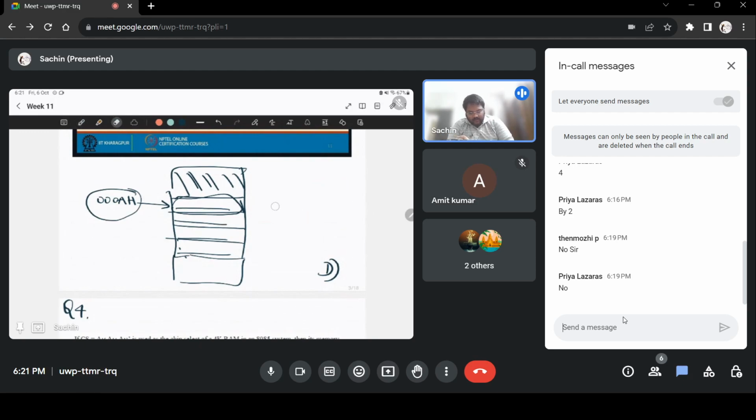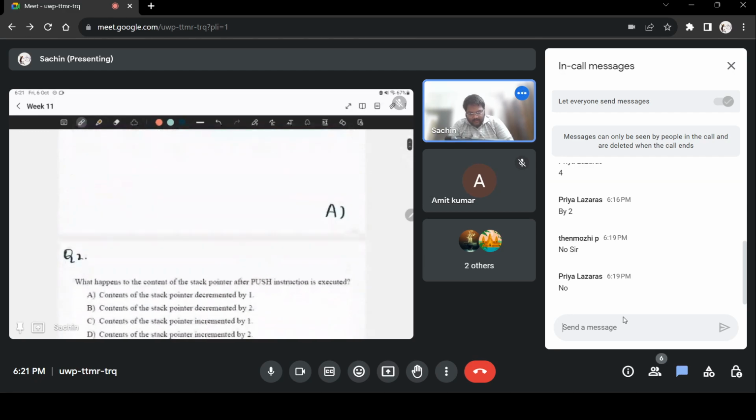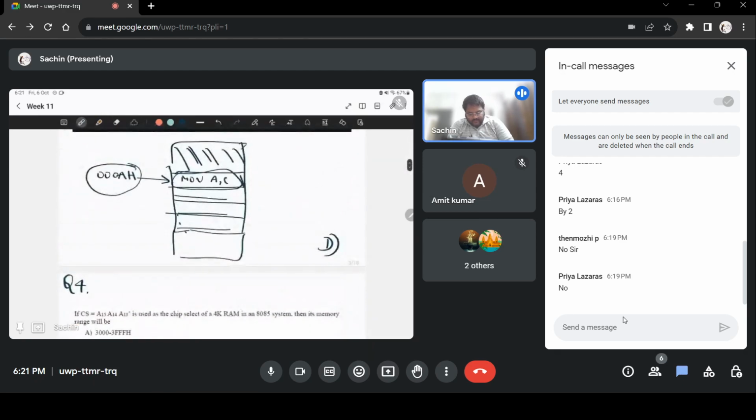Let's say you're loading some data onto the accumulator. That's what it is. Or maybe you're moving some data to the accumulator. Move A comma C. Let's say that's your first instruction, and then you want to add directly some number to that content.